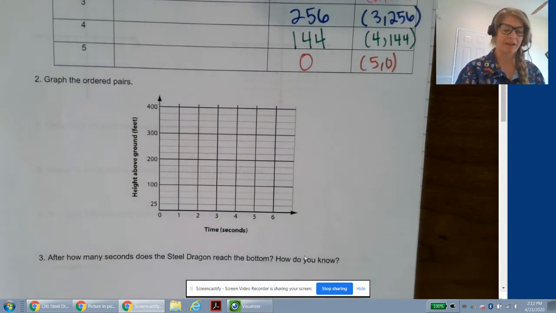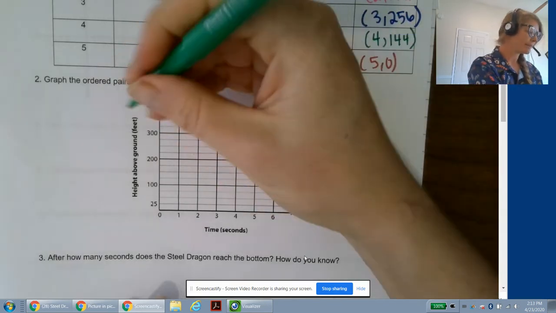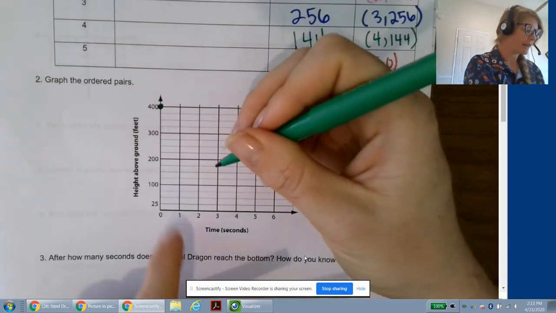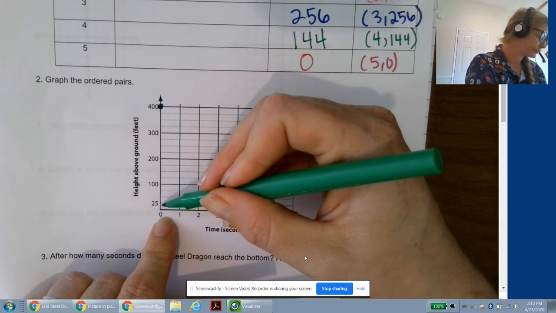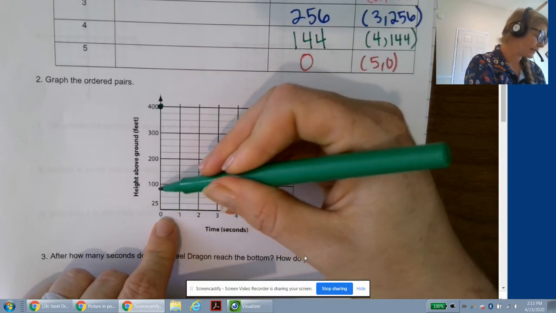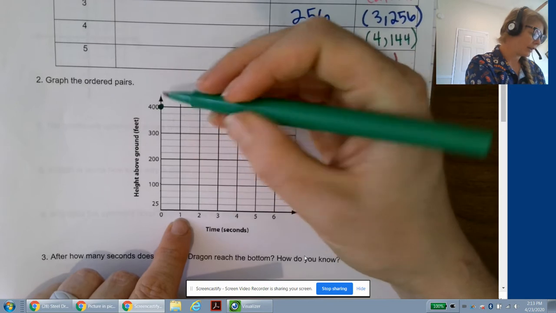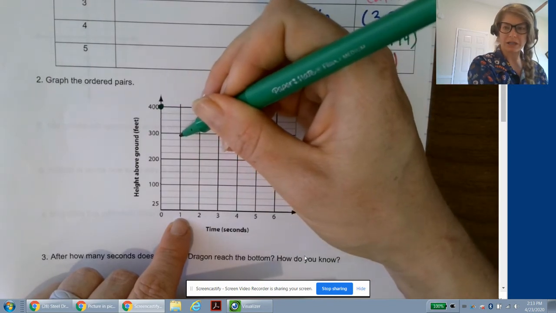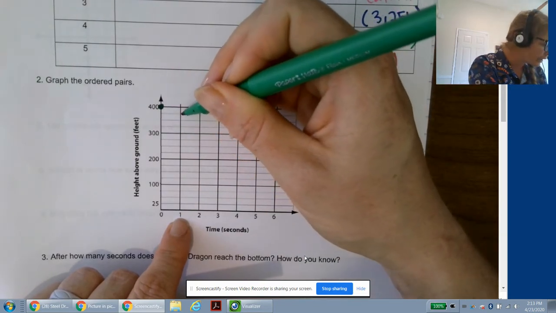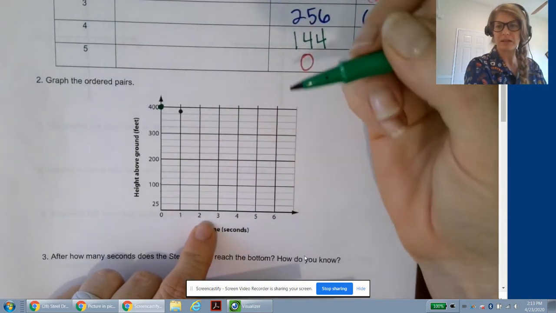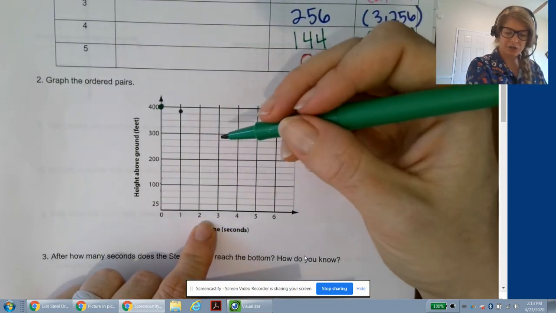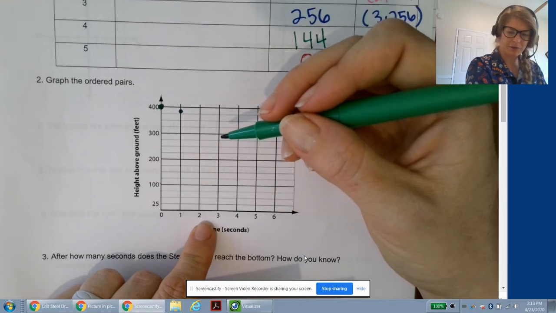Okay, so let's start at time 0 for the top, our vertex. We started at 400 feet. Then after 1 second, we're at 384. So notice this is 25, 50, 75, 100. So we're going by 25s. If we're at 300 and we want to get to 384, we're going to go to 75 and just maybe a smidgen more. That's not too bad of a drop.